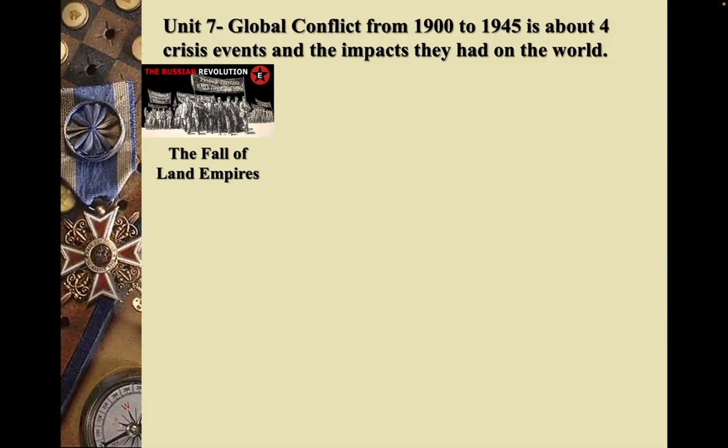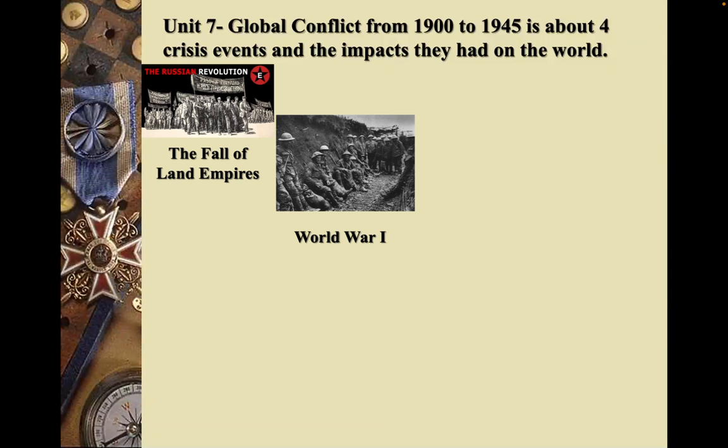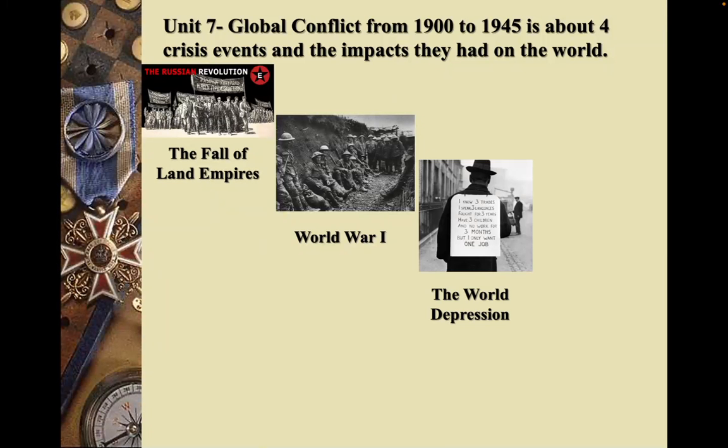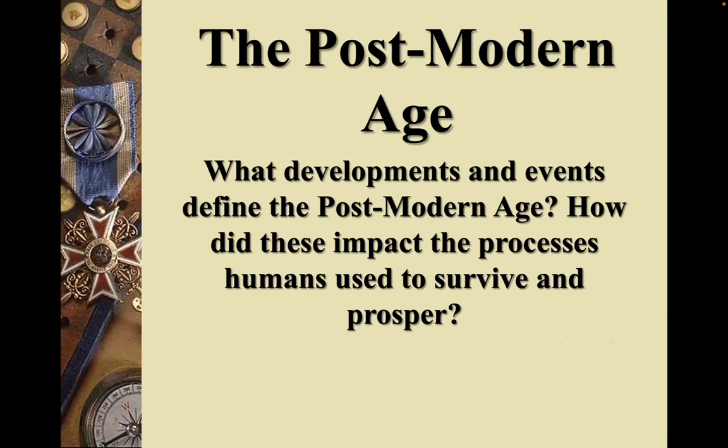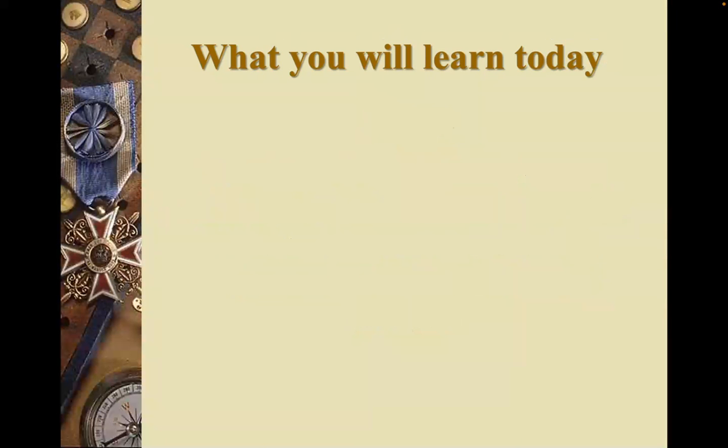And literally what we're focusing on is four crisis events and the impacts that they had on the world. We have already read about and focused on the fall of land empires as a crisis and began to talk about the impacts. Secondly, we're getting into the First World War and how it changed the world. Later, we'll get into the World Depression and how it impacted the world. And finally, World War II. So ultimately, what we're answering in this unit is what developments and events define the postmodern age, and how did these impact the processes humans use to survive and prosper.